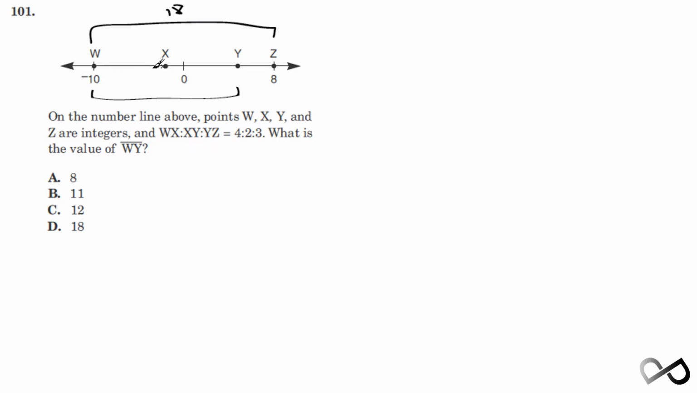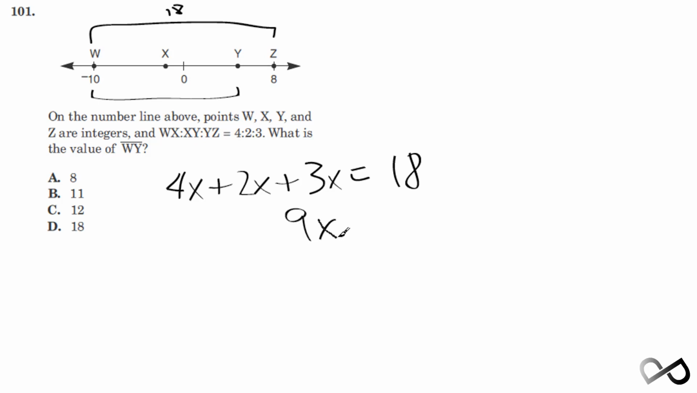And we know the ratios of each segment here. It's 4 to 2 to 3. So let's just write 4x plus 2x plus 3x equals the entire distance. So that's 18. And let's add this up. That's going to give us 6 plus 3, that's 9x equals 18. Divide both sides by 9 and we get x equals 2.